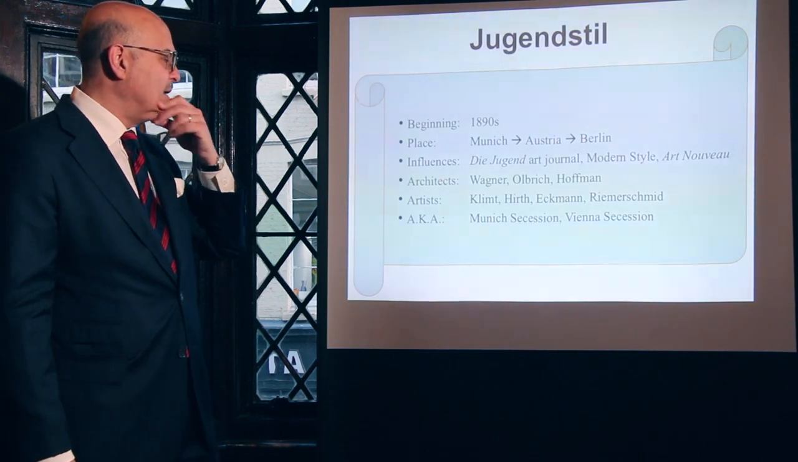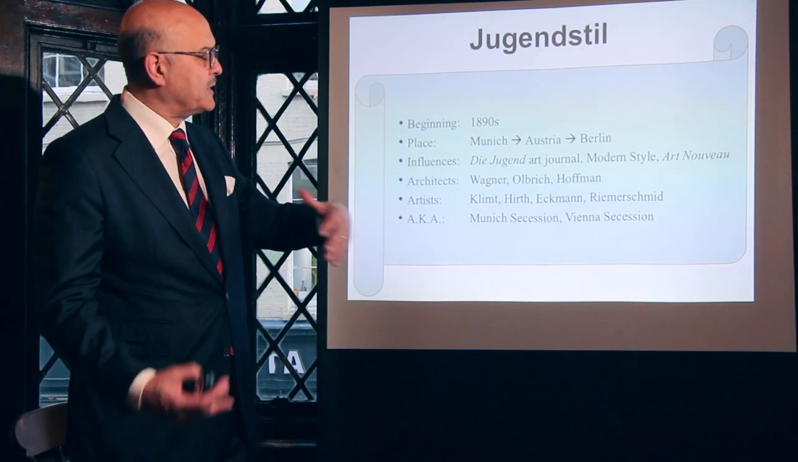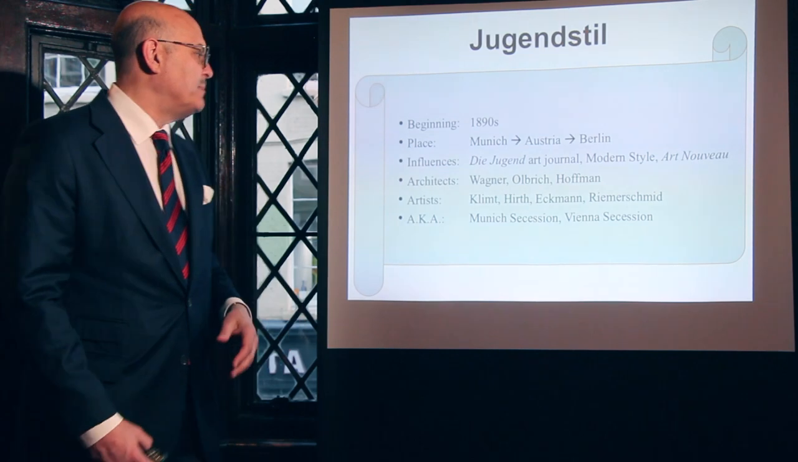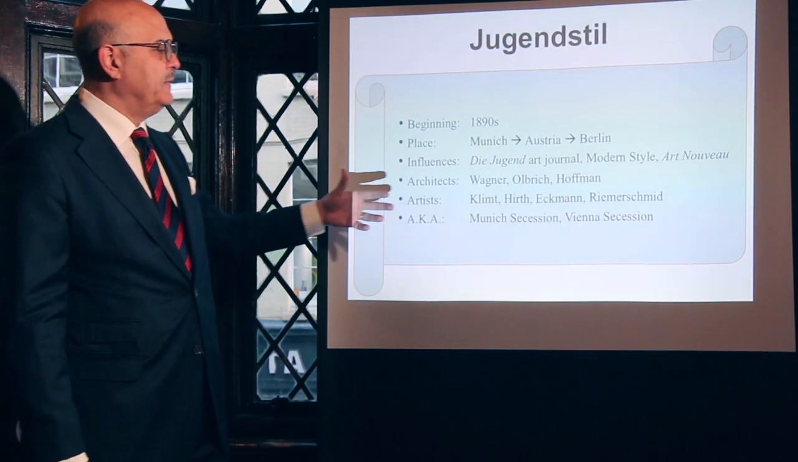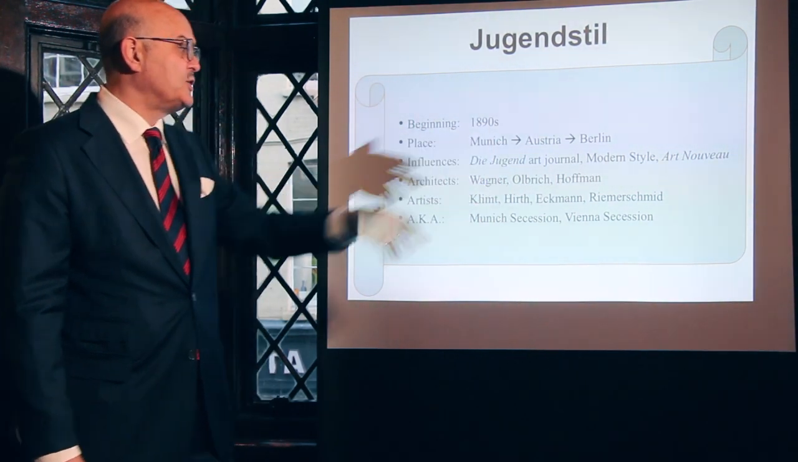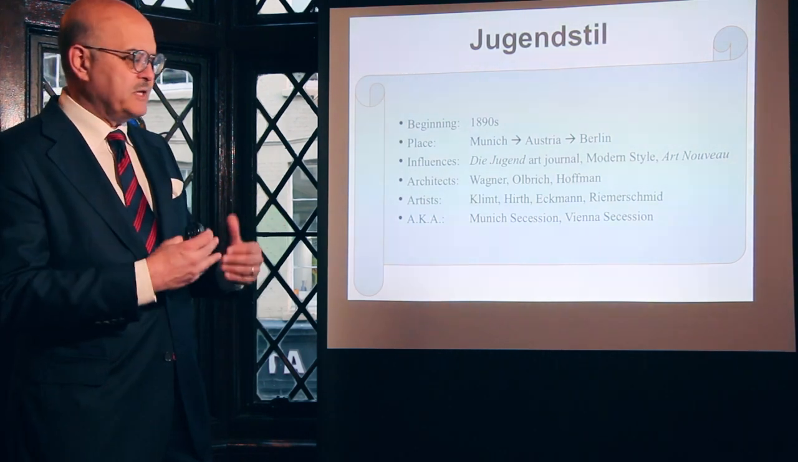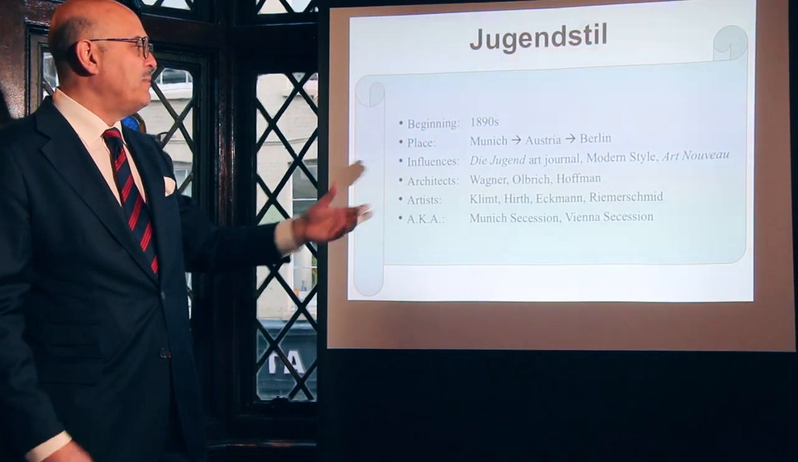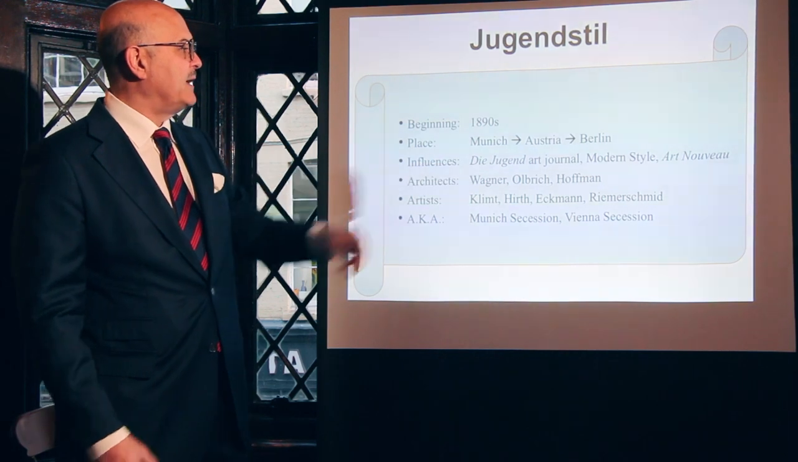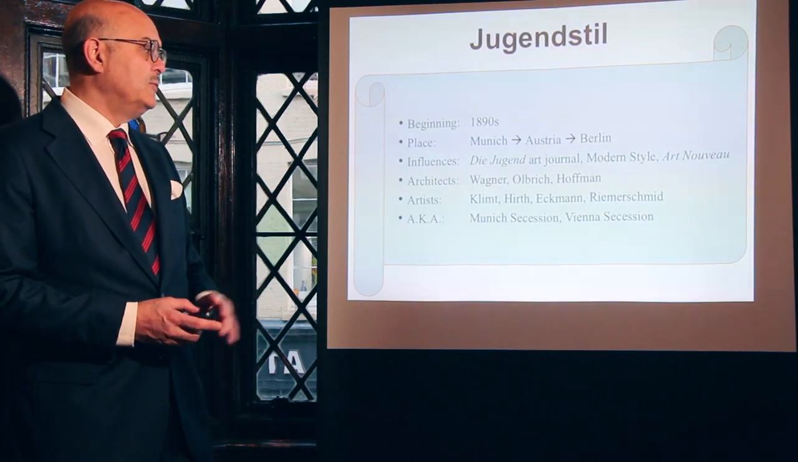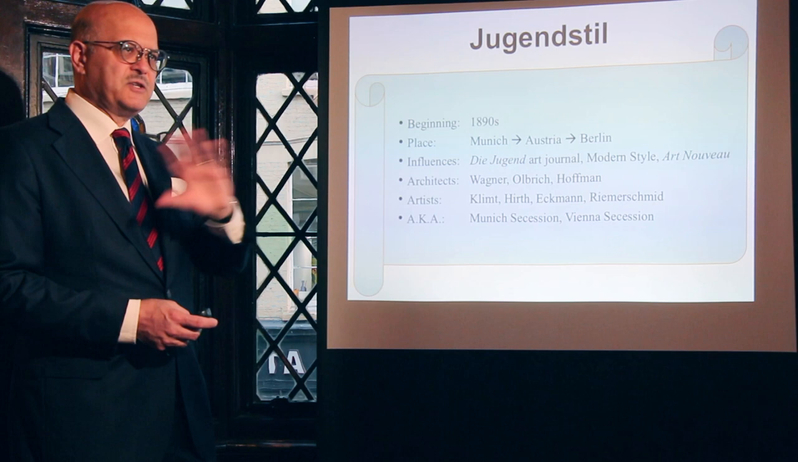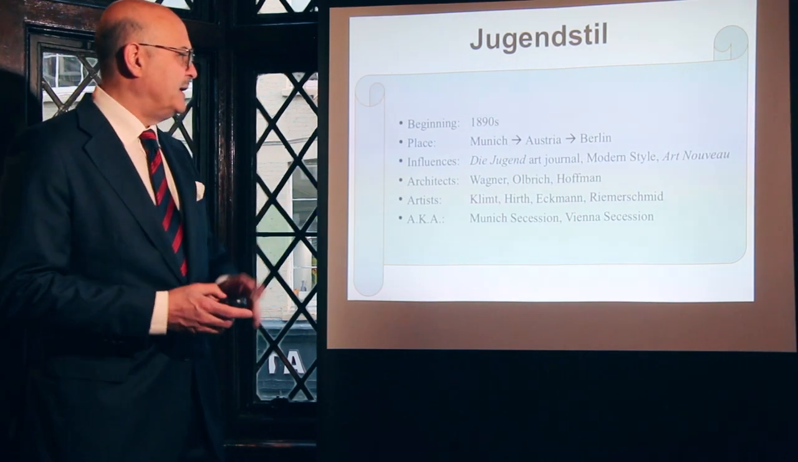Some of the, you think of artists from an architectural side like Klimt and Ekman and so forth. They were a big part of the Munich secession, the Vienna secession, which happened almost contemporaneously, first in Munich. And the better known architectural designers were Otto Wagner, who built a lot of other styles as well, Albrecht and Hoffmann.